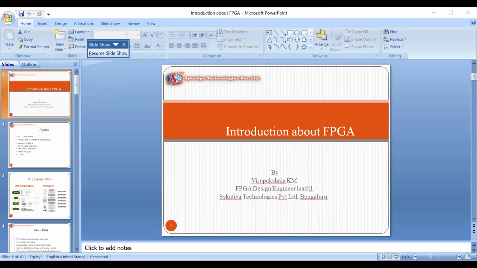This is a common architecture for all the FPGAs. As I told, you have a number of different ICs in VLSI: SOC, FPGA, and ASIC. So now we will see just what an FPGA is.